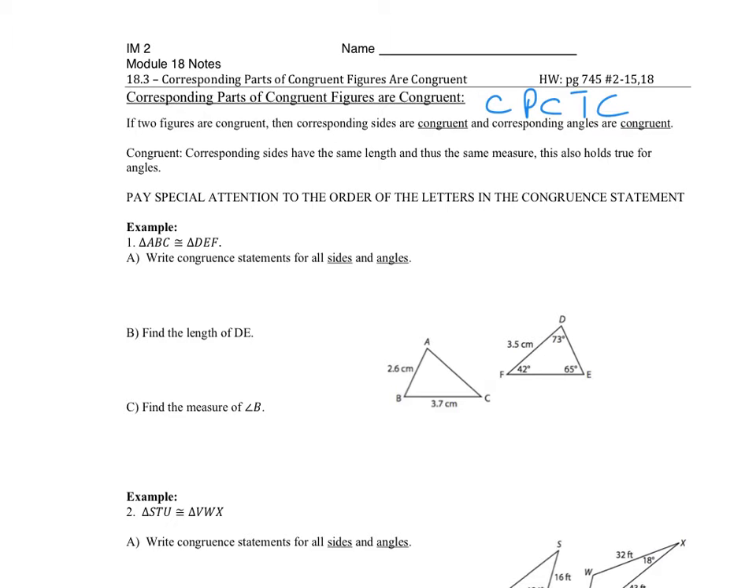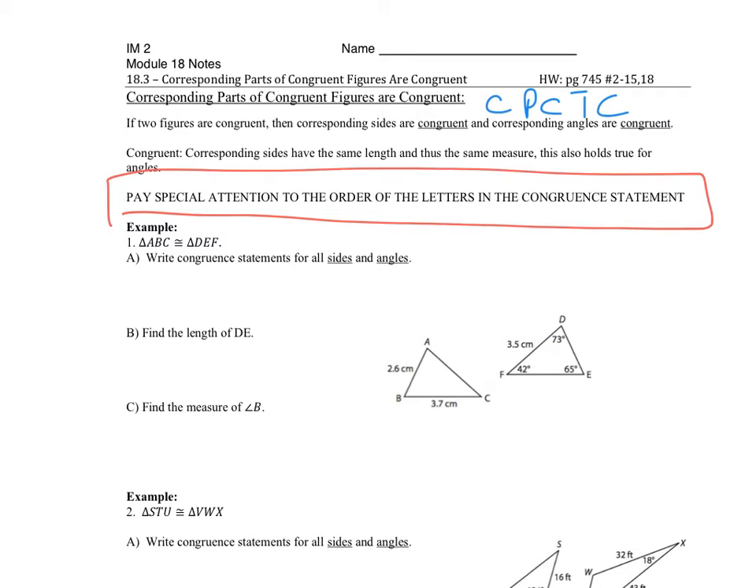So big, bold, squared. Sure, let's even highlight it. Pay special attention to the order of the letters in the congruent statement because they will tell you what parts match up. So let's take a look at this first example here.